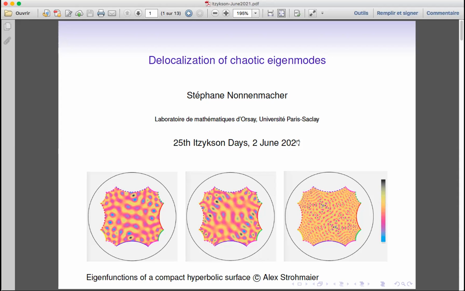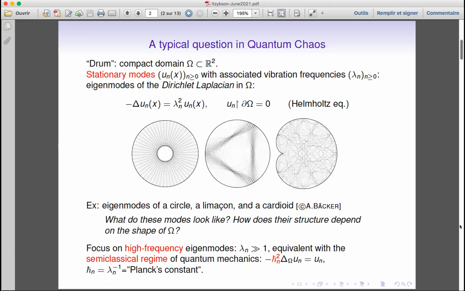So I will focus on what can be said about eigenstates of the Laplace-Beltrami operator, or Laplace operator, on certain Euclidean domains or certain Riemannian manifolds with chaotic behavior. This is a very standard topic in quantum chaos. Here I plot some eigenmodes of a hyperbolic surface. These plots were provided by Alex Strohmeyer. You can see that you go to higher frequency when going to the right. So this is the setup.